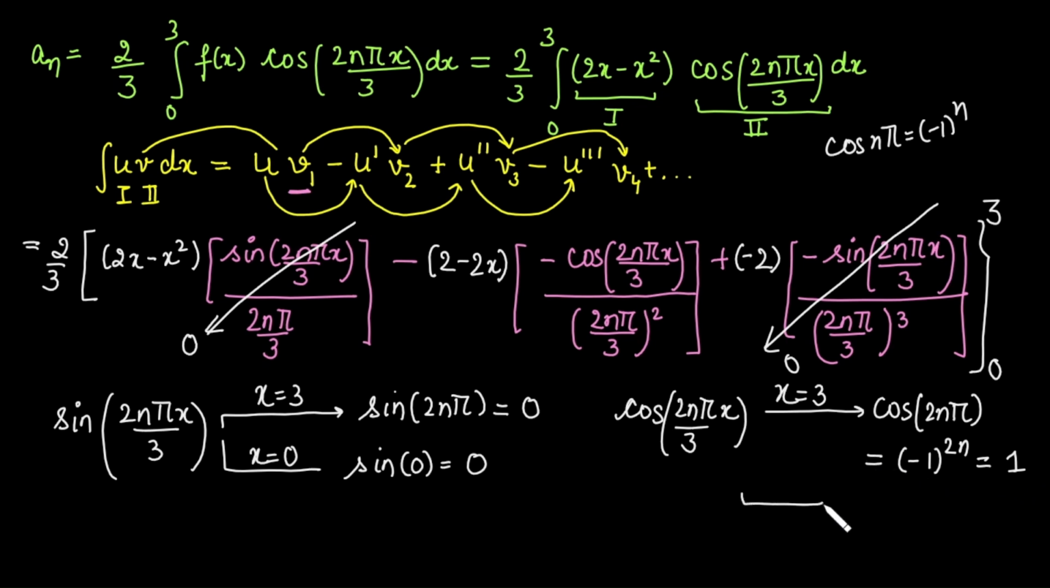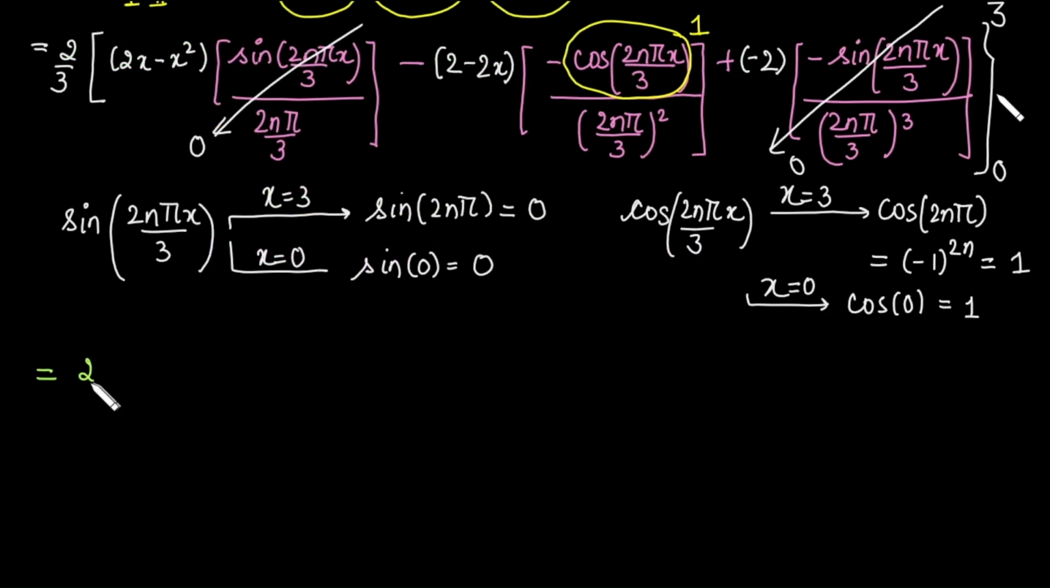Similarly, observe the behavior at the lower limit. When we take x is equal to 0, we have cos of 0, and cos of 0 is 1. So if you observe, this quantity is getting a 1 for both the limits, so in the next step, rather than taking cos 2n pi x by 3, we can directly write this is equal to 1.